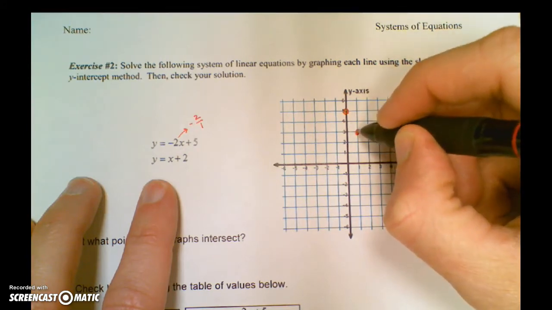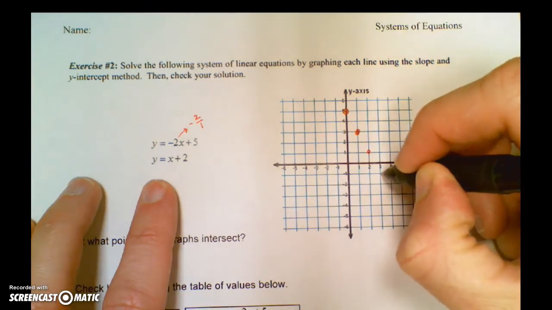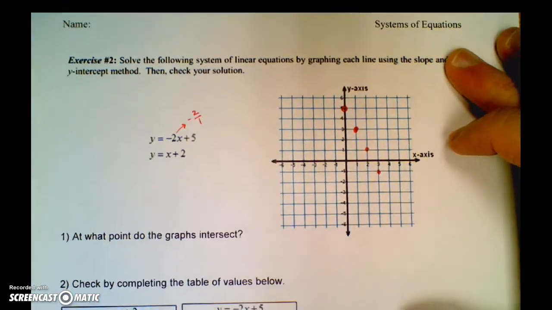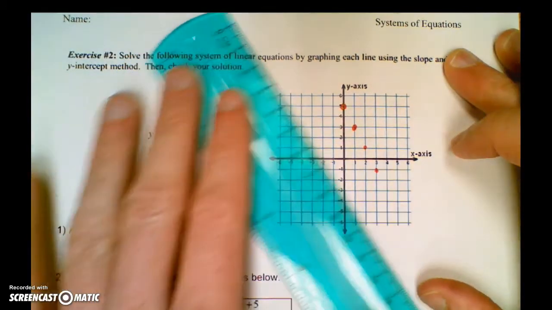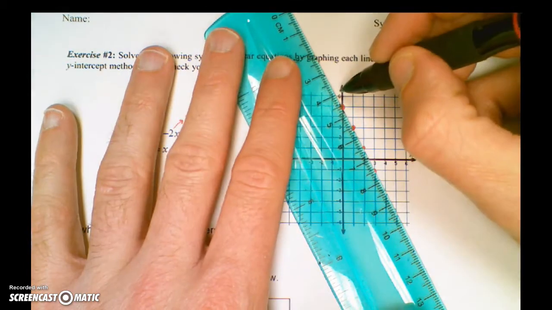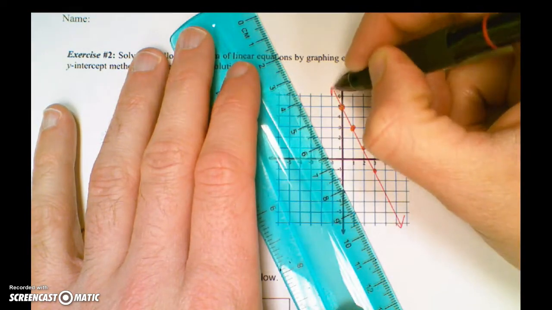And the slope means you just keep using it. So I go down 2 again and 1 to the right. Down 2 again and 1 to the right. That's what the whole point of the slope is, because it tells you the direction of your graph. I want you to at least get 2 or 3 points to make a line, because it'll help you get the direction of your line. So that's the first line.